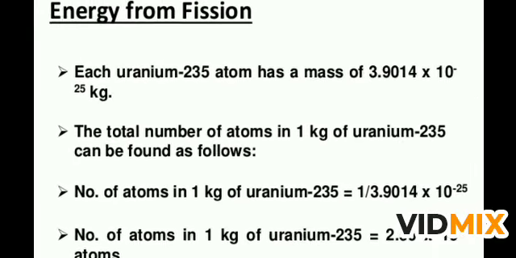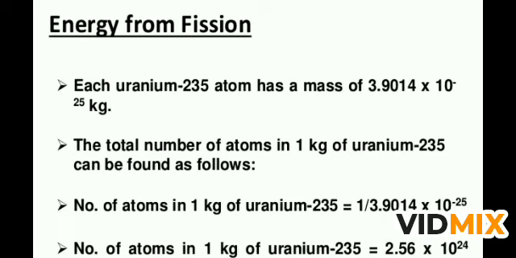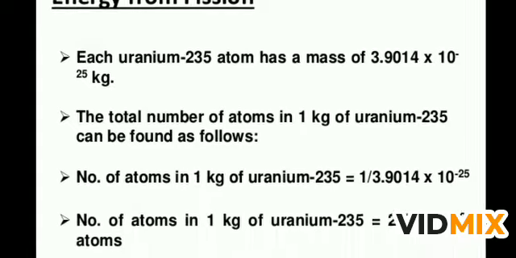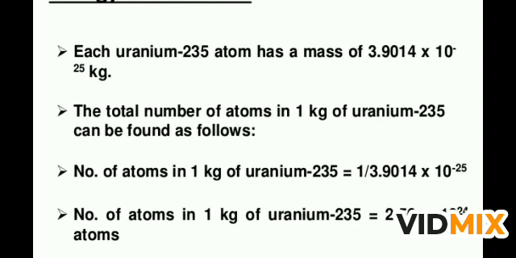So, energy from fission: each uranium 235 atom has a mass of 3.9014 × 10^-25 kilogram. The total number of atoms in 1 kilogram of uranium 235 can be found as follows. The number of atoms in 1 kilogram of uranium is 1 divided by 3.9014 × 10^-25. So we can find the number of atoms in 1 kilogram. It is equal to 2.56 × 10^24 atoms. So these are the number of atoms in 1 kilogram. If you see, the number is very large.